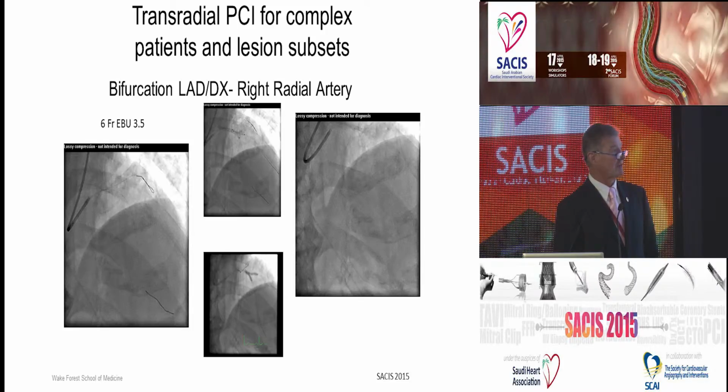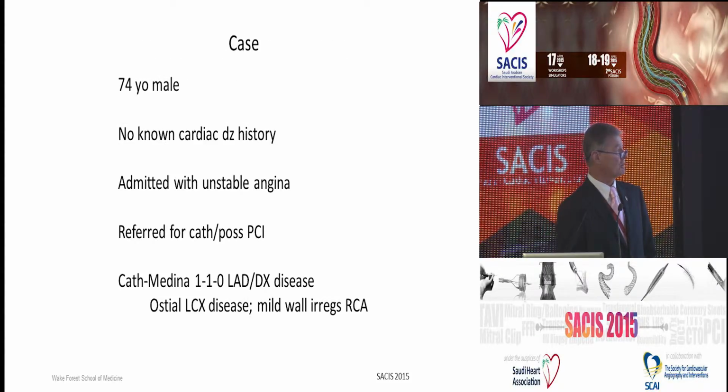And you can see on the upper right here that we have a very credible result, even though there's probably fairly diffuse disease in the middle of that diagonal branch. So I want to show a case here. This is a 74-year-old male, again admitted for unstable angina. We have Medina 110 LAD diagonal disease, as well as some ostial circumflex disease with mild wall irregularities in the right coronary artery.